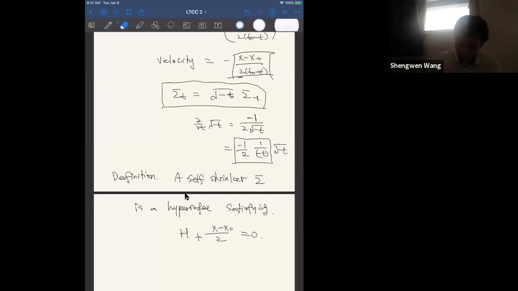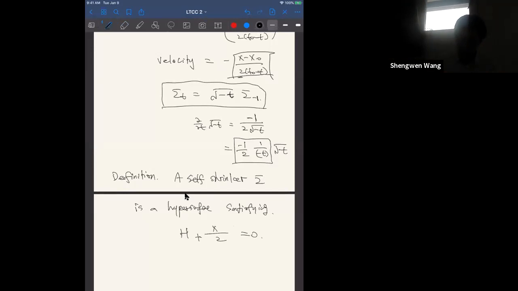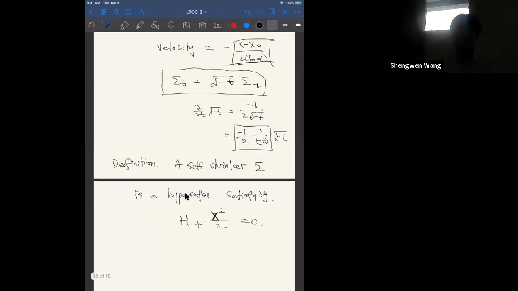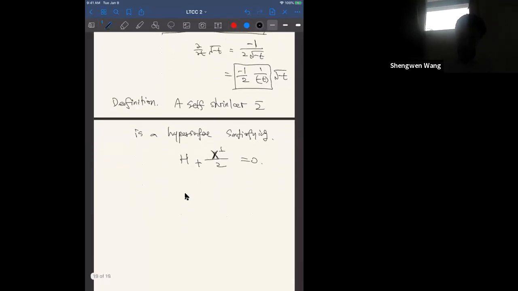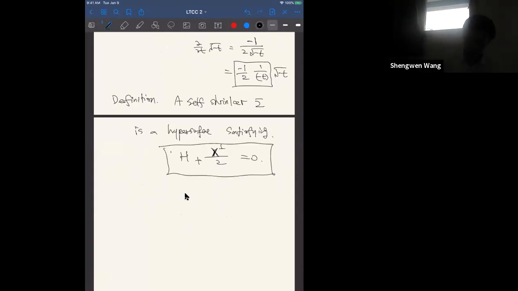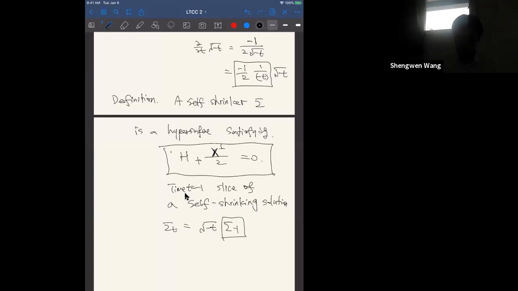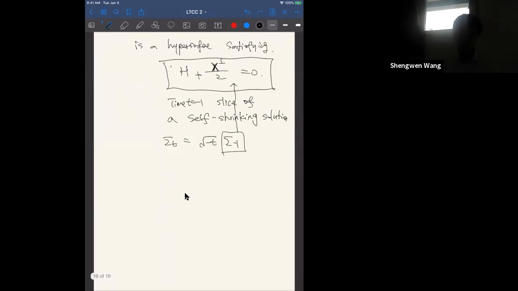So x0, t0 are arbitrary, right? So you are taking x0 to be the spatial origin point without loss of generality. So this is going to be the time -1 slice of a self-shrinking solution. So at time t it is the time -1 slice rescaled by square root of -t. And we call the -1 slice the self-shrinker. And other slices are just rescalings of the time -1 slice.